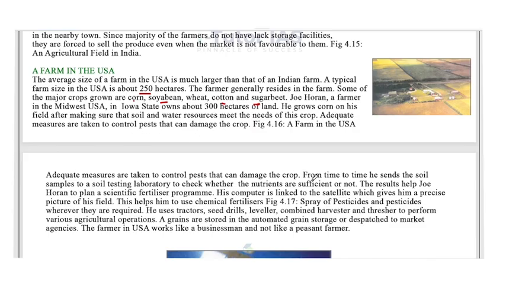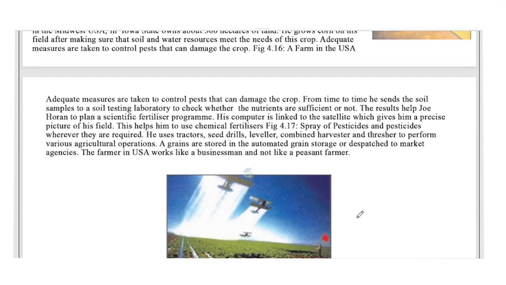Now, from time to time, he sends soil samples to a soil testing laboratory to check whether the nutrients are sufficient or not. The results help Joy Horan to plan a scientific fertilizer program. His computer is linked to the satellite which gives him a precise picture of the field. This helps him to use the chemical fertilizers. Now, he uses tractors, seed drills, levelers, combine harvester and thresher to perform various agriculture operations.